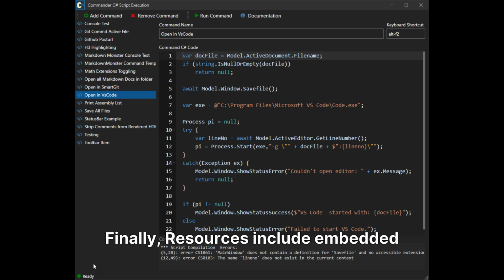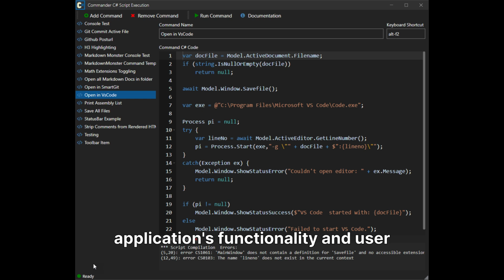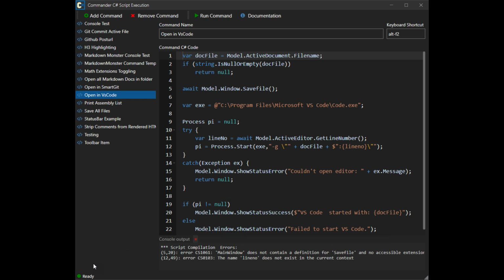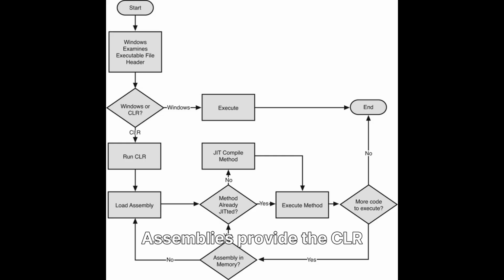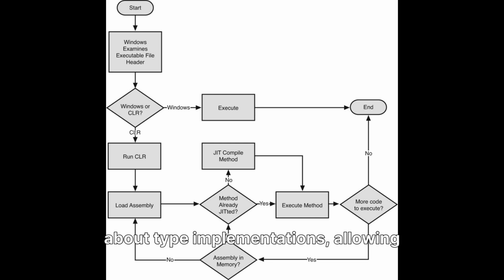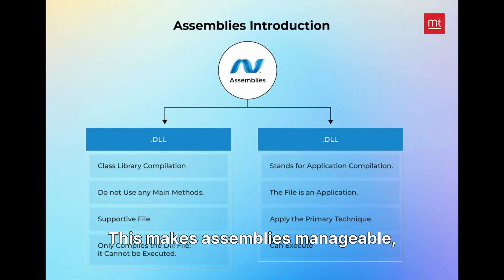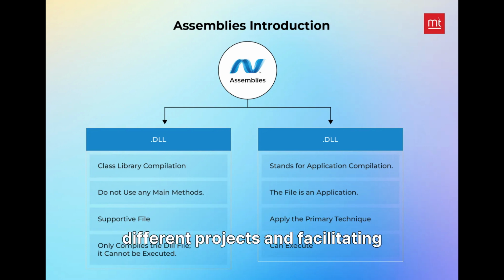Finally, resources include embedded elements like images, icons, and XML files, which are integral to the application's functionality and user experience. Assemblies provide the CLR with all necessary information about type implementations, allowing them to execute within their own managed context. This makes assemblies manageable, versionable, and maintainable units, simplifying code reuse across different projects and facilitating component sharing.